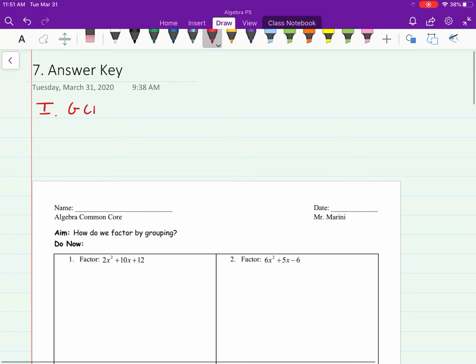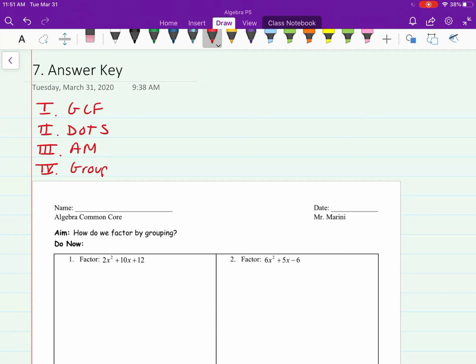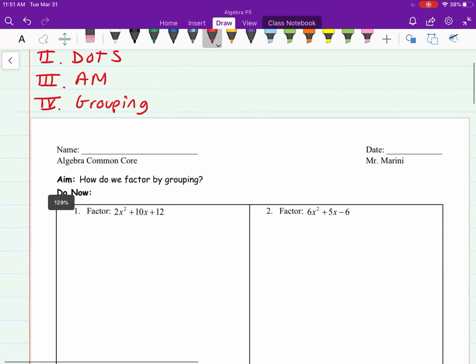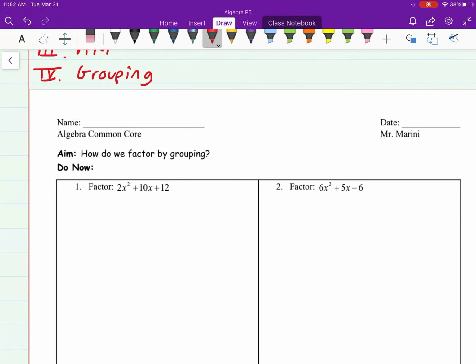Again, we have methods of factoring now: one, greatest common factor, which you should always try first; two, DOTS, which is the difference of two perfect squares; three, the AM method, which is for trinomials; and four, grouping. Grouping should always be done as a last resort if the other three methods don't work.